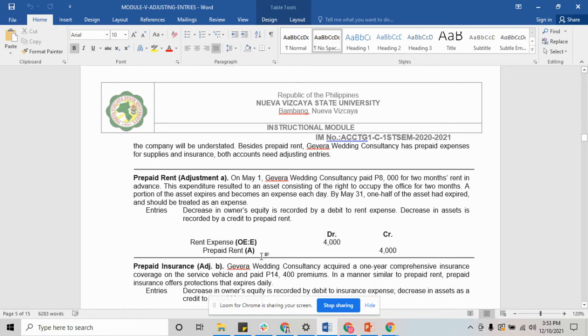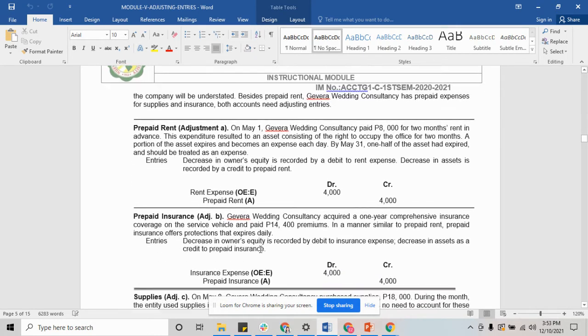And if we will analyze the account prepaid rent, if your beginning prepaid rent is 8,000 and the expired portion is already 4,000 by May 31, magkano na lang ang naiwan mong prepaid rent? So, ang naiwan mo na lang na prepaid rent ay another 4,000 pesos which will be used from June 1 to June 30. So, this is an example of the adjusting entry for prepaid rent.